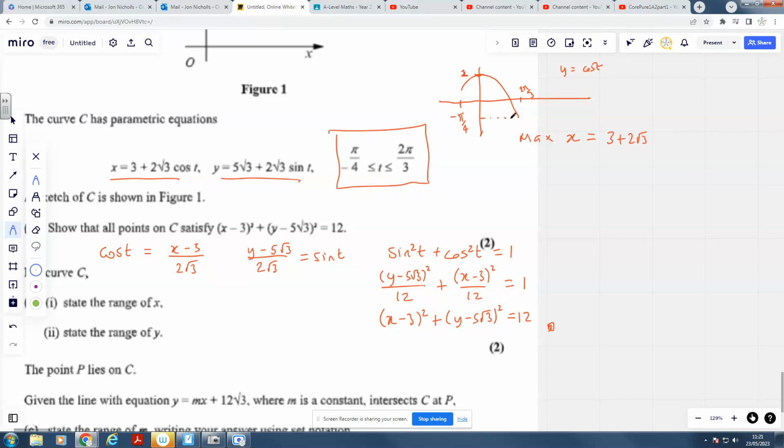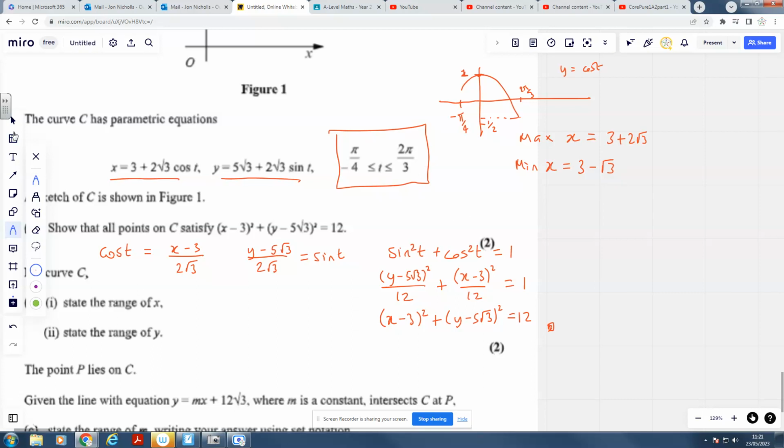But what about the minimum value? Well, the minimum value of cos t, normally it's minus 1, isn't it? But it doesn't get there in this range. And so you're going to have to use minus a half. And that's just because cos of 2 pi over 3 is minus a half. And so if we have minus a half in here, we're going to have min x is 3 minus root 3, just because minus a half times 2 root 3 is minus root 3. Okay, so that's how I've done that.